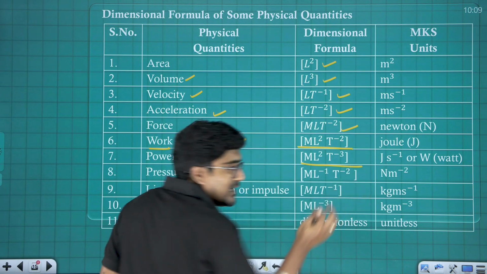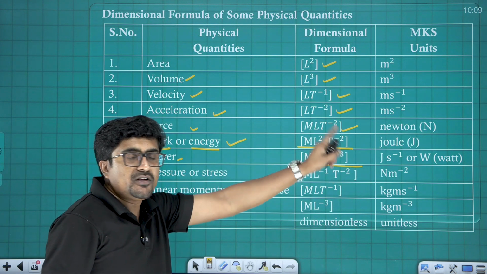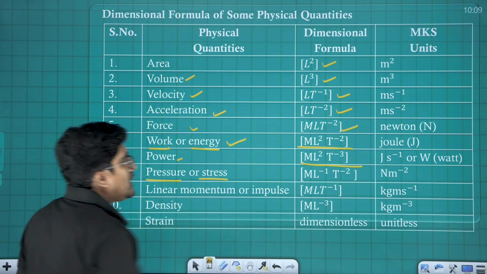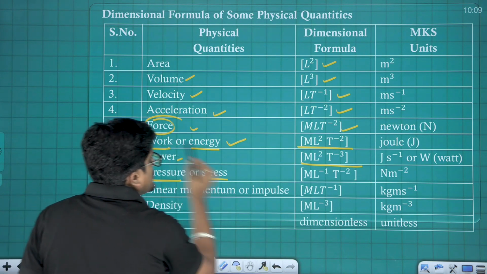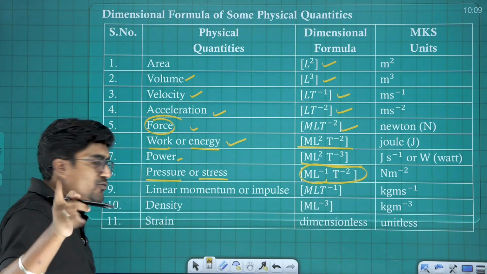So here it's going to be ML square T raised to minus 3. That means here it was 10 to the power minus 2. Here this is going to be 10 to the power minus 3. Next is pressure or stress. It's force upon area, so you can directly take the dimensional formula of force divided by area. There it is going to be ML raised to minus 1 T raised to minus 2.